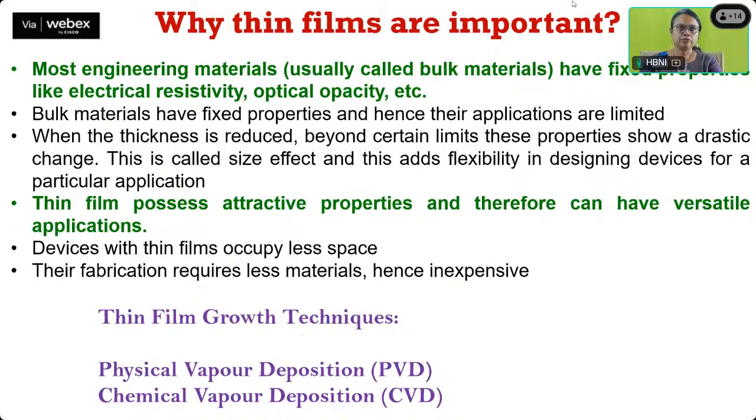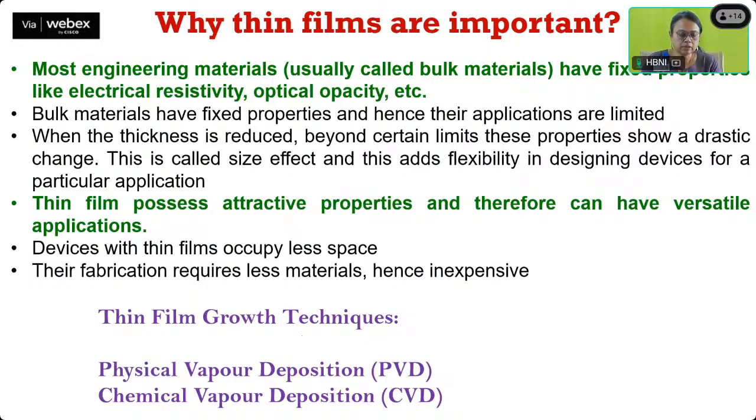Okay. So we have been studying the bulk material till now. They have their fixed properties, and depending on their application, there are many applications. But when we reduce the size, when the thickness is reduced beyond certain limits, there will be some changes, and this is called the size effect. Because of that, thin films have many attractive properties, and they can be tailored. So devices with thin films occupy less space, their fabrication is easy, and they are therefore inexpensive.